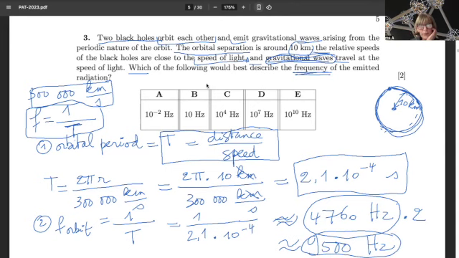Let's see if there's one. Yes, it's approximately this one. So for me, the answer is B. I hope this is clear, Elçin. If you have questions, don't hesitate.